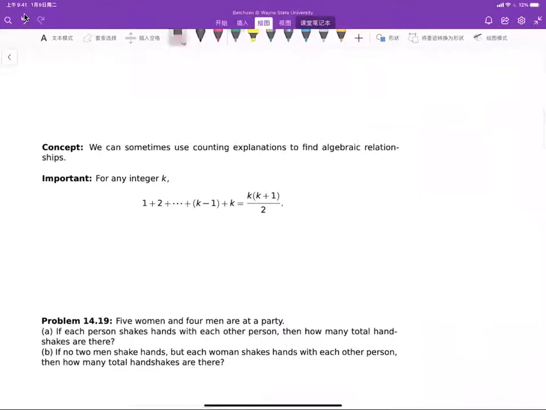Well, so there's a concept. We can sometimes use counting explanations to do algebraic relationships. Especially when you do a type of problem for the first time, it's recommended to count them one by one, because we don't know what happens in this type of problem. So we should try each of the situations, go through all of the cases and see what happens.